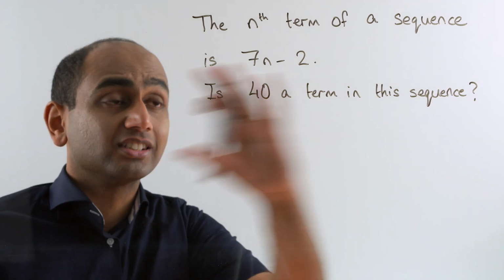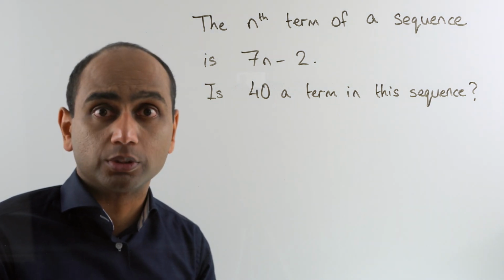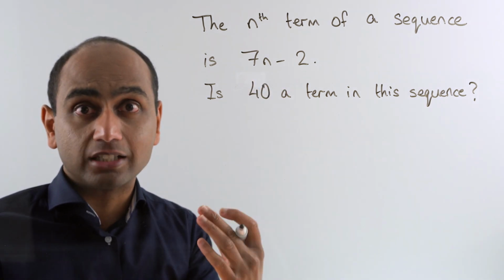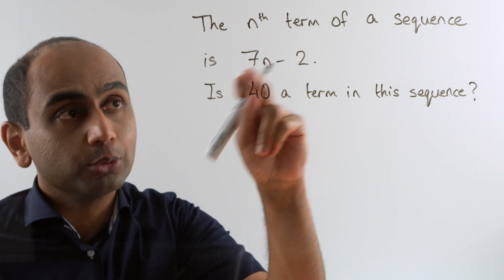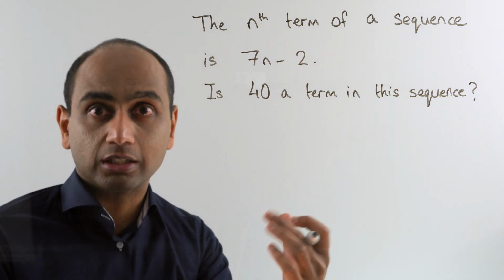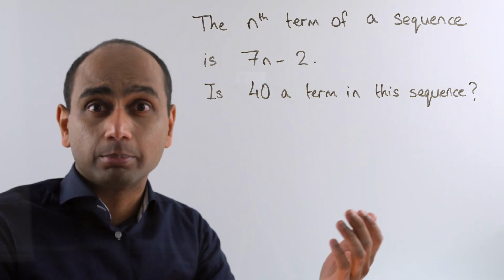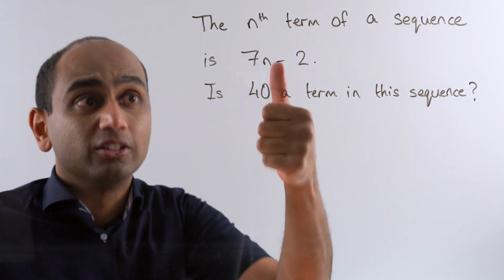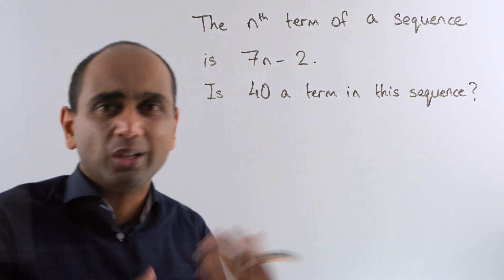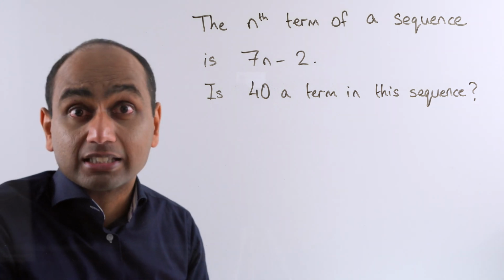What we're going to do is set up an equation and solve it to see if 40 is going to be in the sequence. Now, if 40 is going to be in the sequence, that means there is some value of n where when we plug that value of n in, 7n minus 2 ends up being 40. But it's not just any old value of n that we can have. That value of n must be a positive whole number because we're only dealing with the first, the second, the third, the fourth, the fifth, the sixth, and so on terms of a sequence. We don't really have something like the 2.5th term of a sequence. That doesn't really make sense.